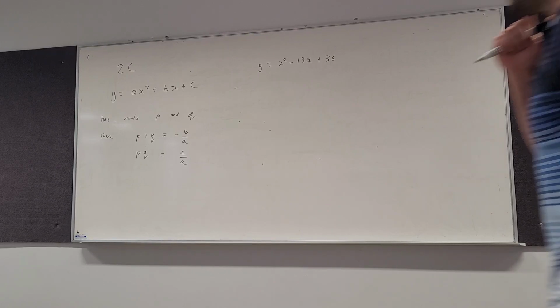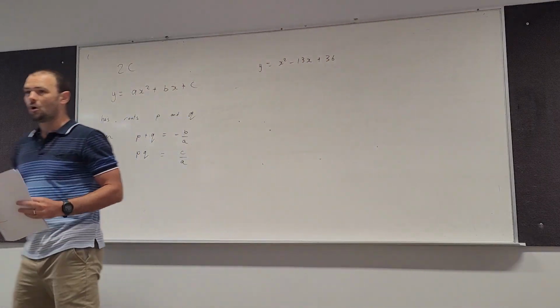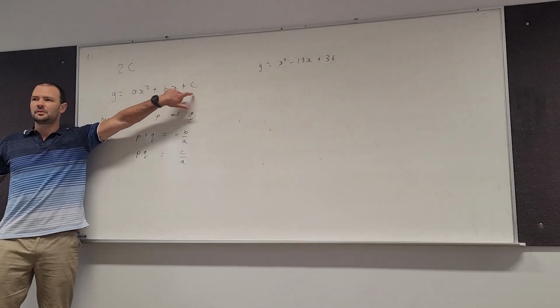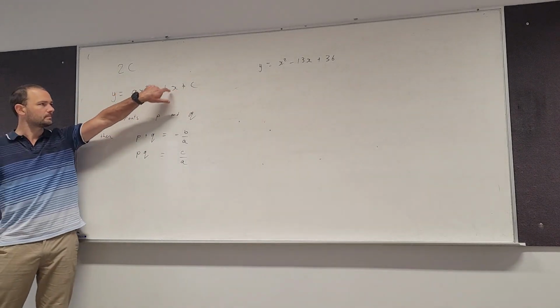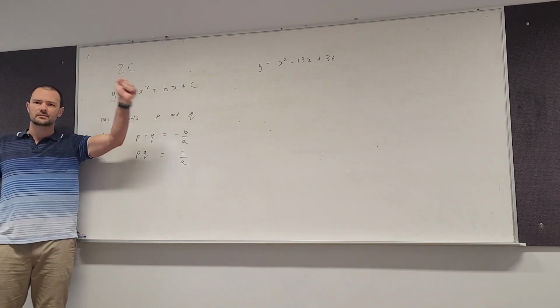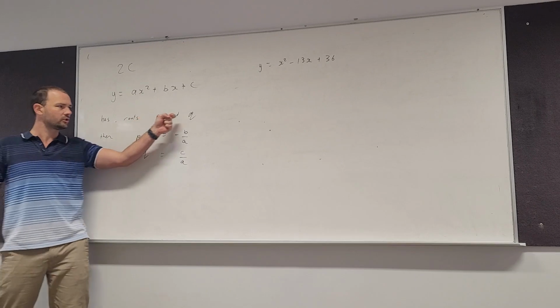Okay, so sum and product of the roots. What we have here is the general form of a quadratic. We're quite familiar with this now. Ax squared plus bx plus c. And we're saying if this quadratic has roots p and q.